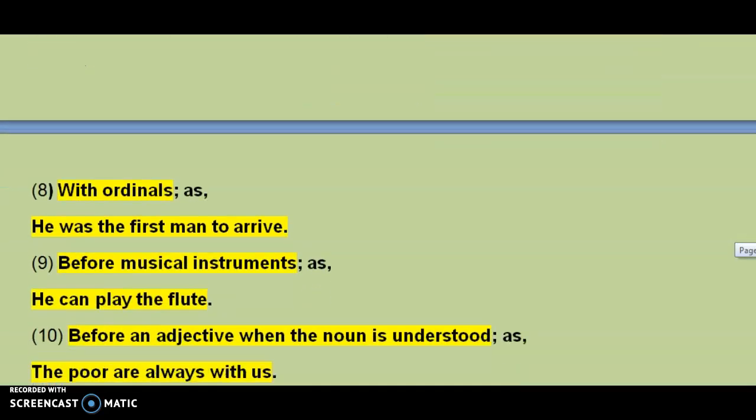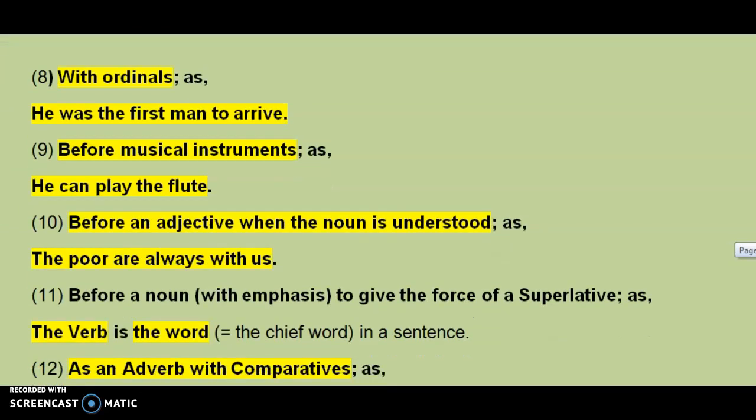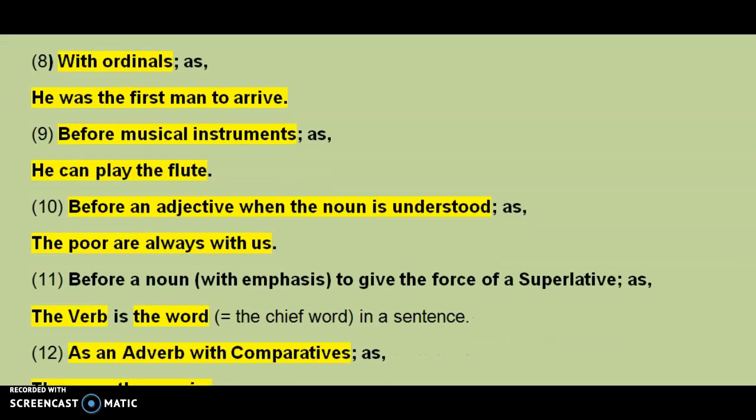It is used with ordinals. Ordinals mean something that is standing in order, first, second, third, fourth. These are called ordinals. He was the first man to arrive. When we say first, we add the before it. Before musical instruments, he can play the flute. We don't say he can play flute, we say he can play the flute, the name of the instrument.